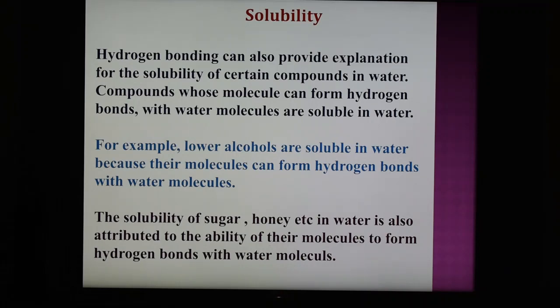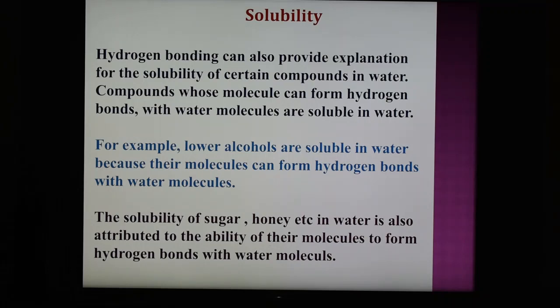The solubility of sugar and honey in water is also attributed to the ability of their molecules to form hydrogen bonds with water molecules. So we can say that if a compound or molecule forms hydrogen bonds with water, then that compound is much more soluble in water. And compounds which do not form hydrogen bonds with water are less soluble or insoluble. In that case, solubility is also affected.